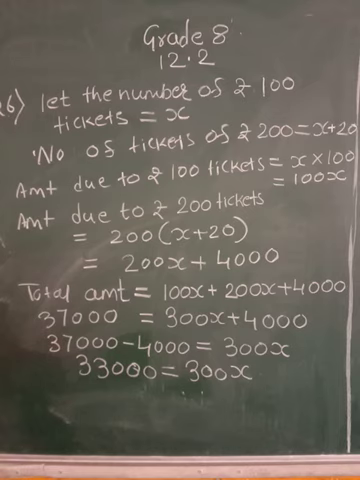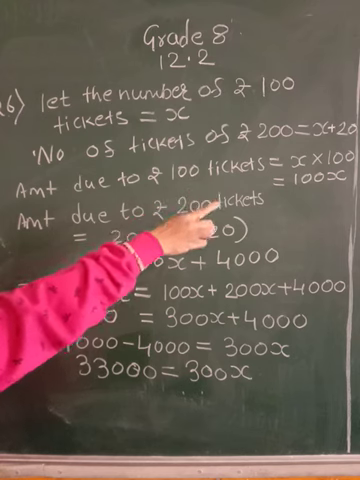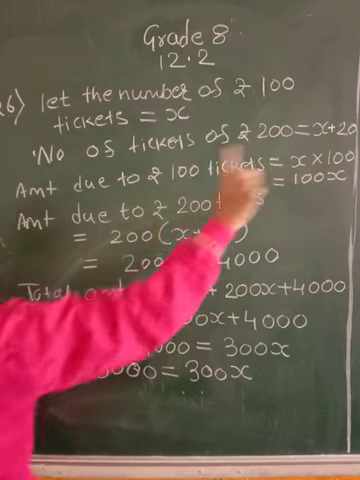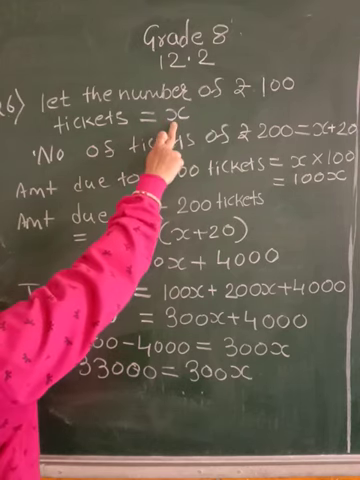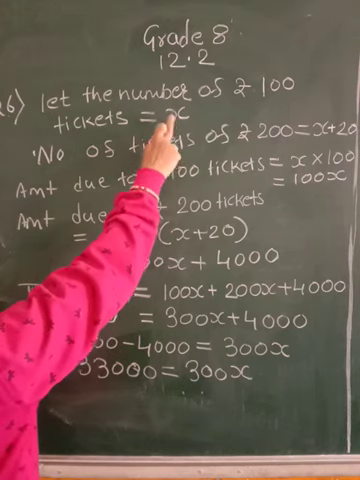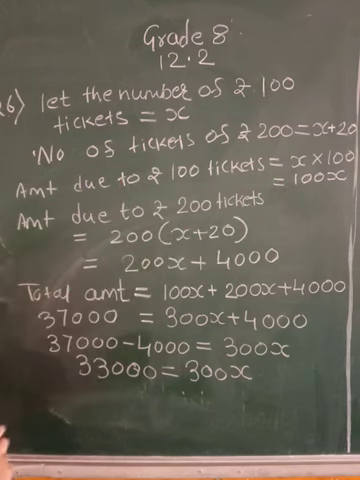Now, you know that the amount due to rupees 100 tickets is number of tickets into rate of one ticket. For example, if 5 tickets of 100 rupees are sold, total amount will be 5 into 100, that is 500. So for x tickets of 100 rupees, the total amount will be x into 100, that is 100x.